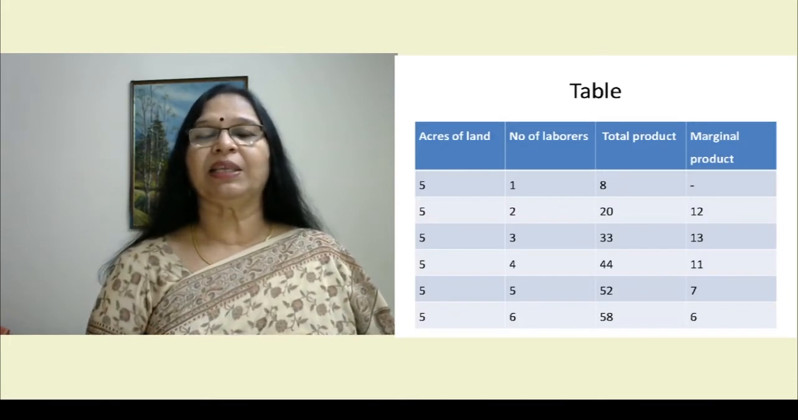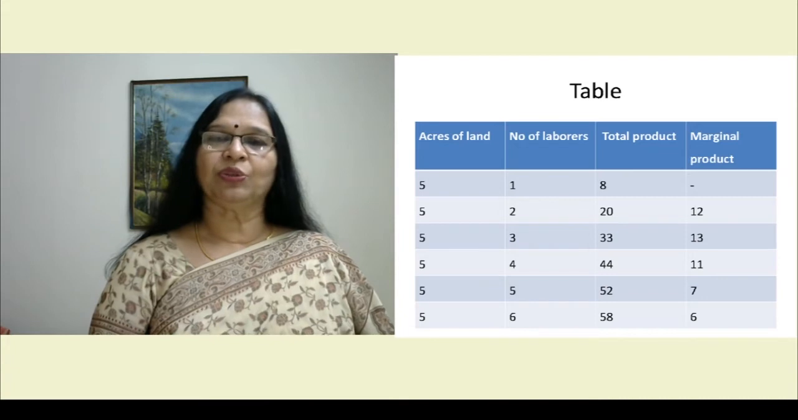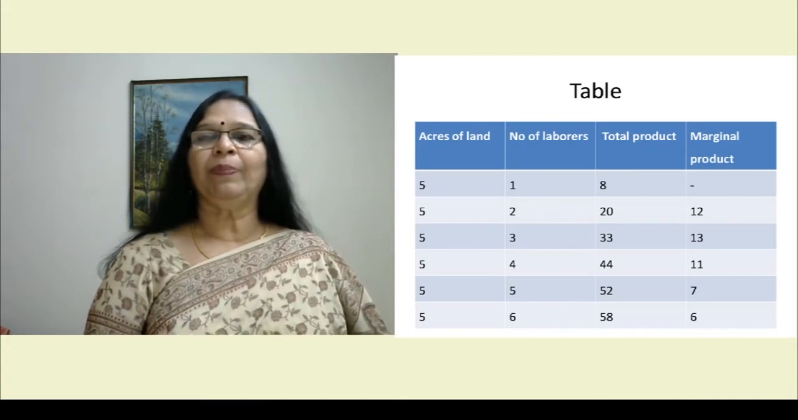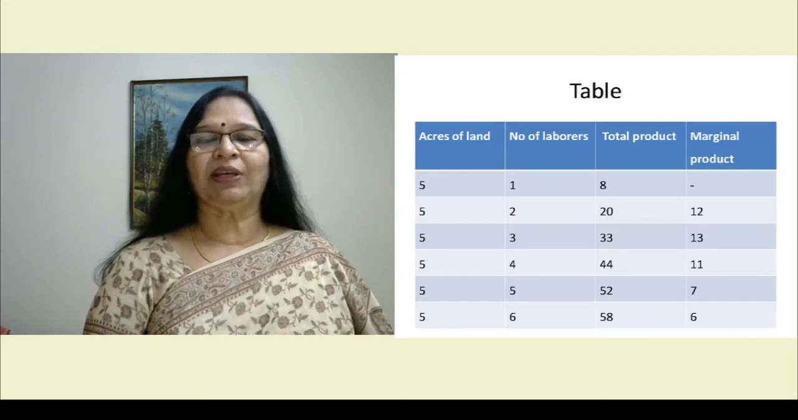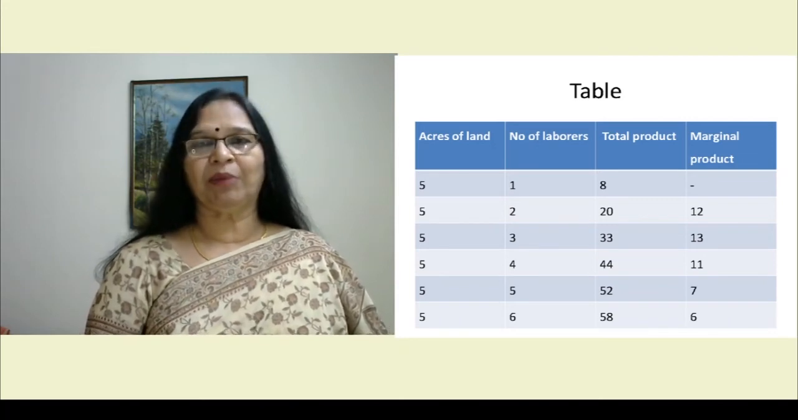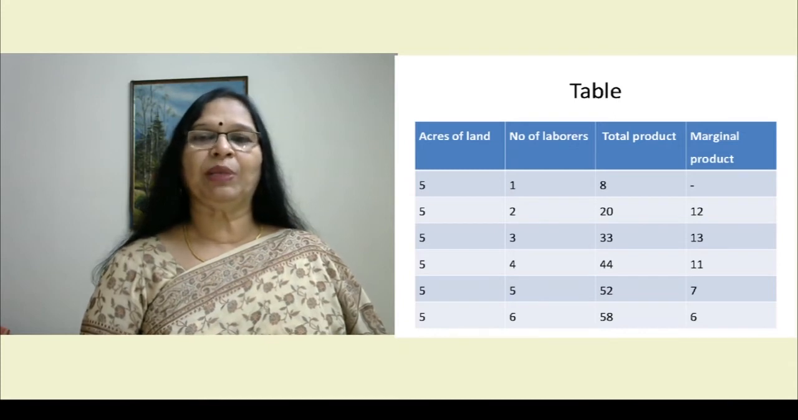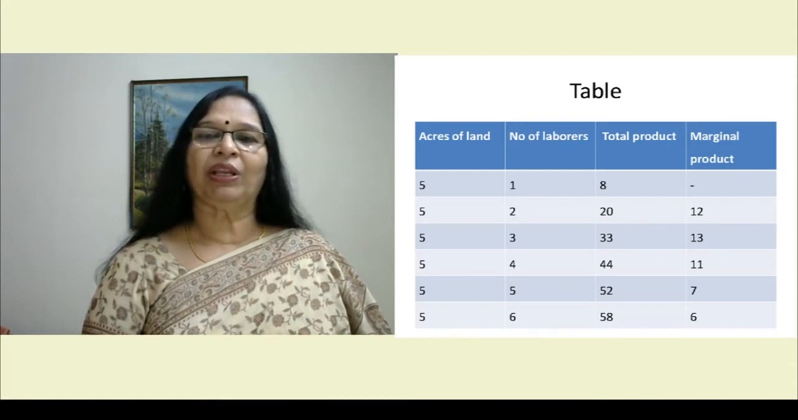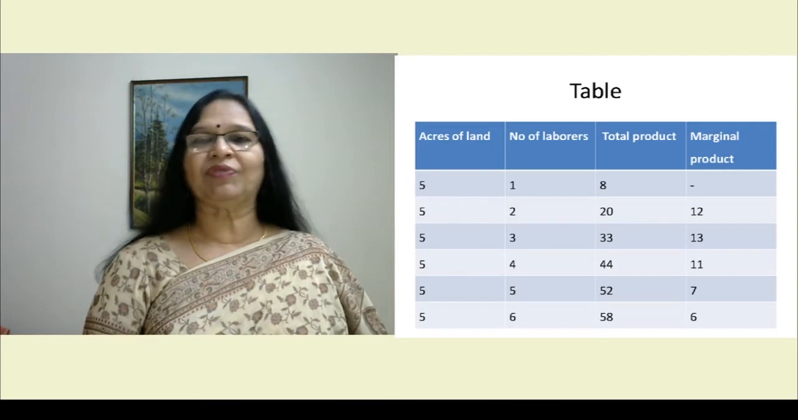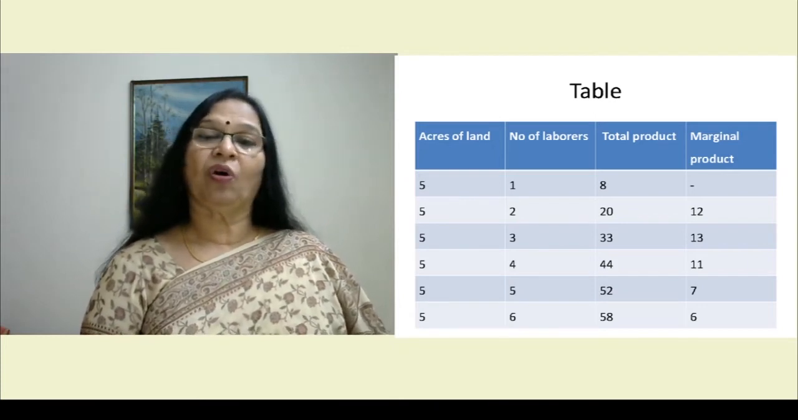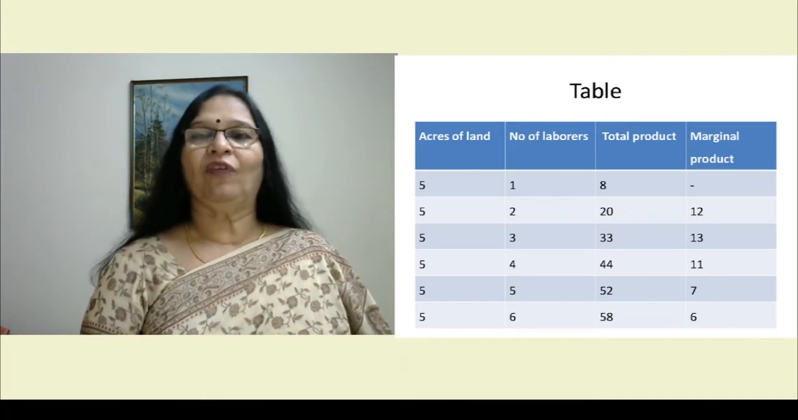You can understand this table. The acres of land has been fixed at 5 units all through the study, and the number of laborers we have increased. Each time we have increased the number of laborers. First, 1, then second time on a 5 acre land we have 2 laborers. The third time we have 3 laborers. Fourth time 4 laborers, fifth time 5 laborers, and the sixth time we have 6 laborers on one piece of land which is of 5 acres.